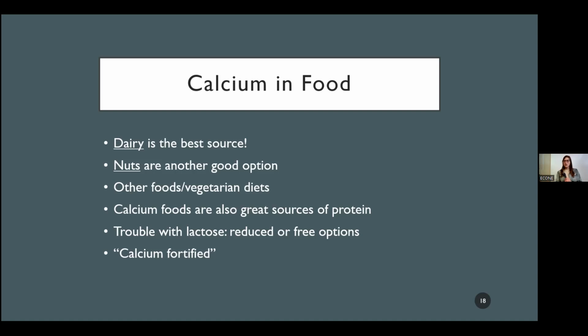Trouble with lactose, there are many reduced or lactose-free options that can be calcium fortified, which goes into the last point, calcium fortified. There's calcium fortified cereals or calcium fortified orange juice, calcium fortified mineral water, calcium fortified soy or almond beverages. So there are ways to get enough calcium in your diet without supplementing.